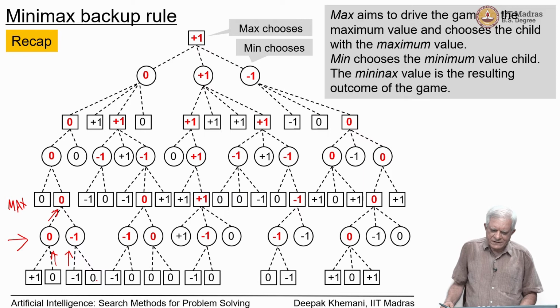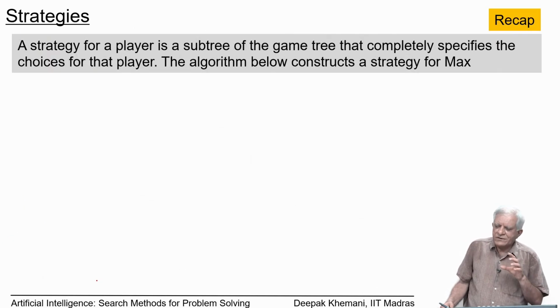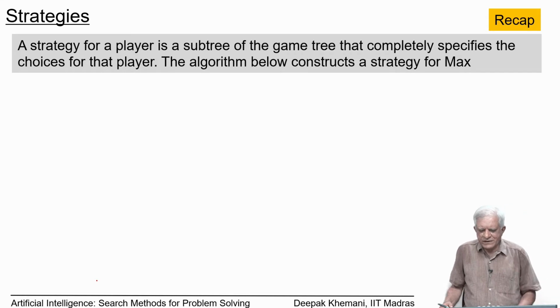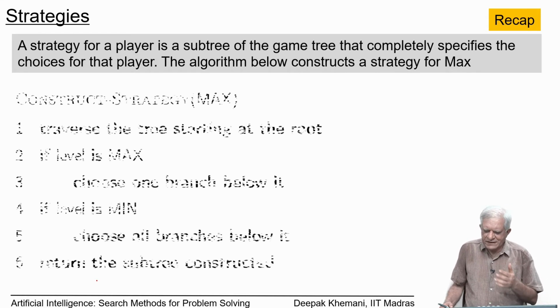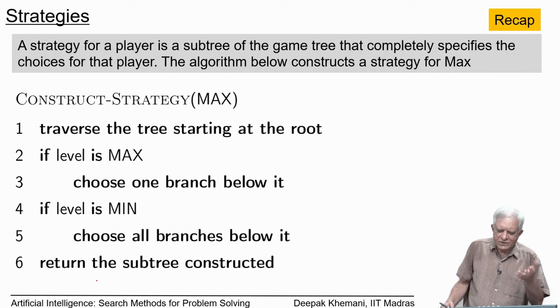Now, for this best first approach that we want to look at, we do a recap of what we mean by a strategy. A strategy for a player is a subtree of the game tree that completely specifies the choices for that player, essentially. And we are interested in max, so we will generally be interested in strategies for max, and this is how you construct a strategy. Traverse the tree starting at the root.